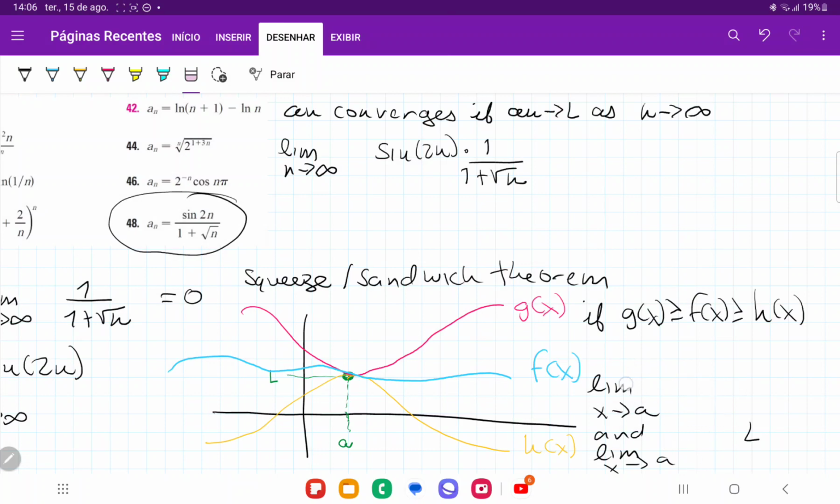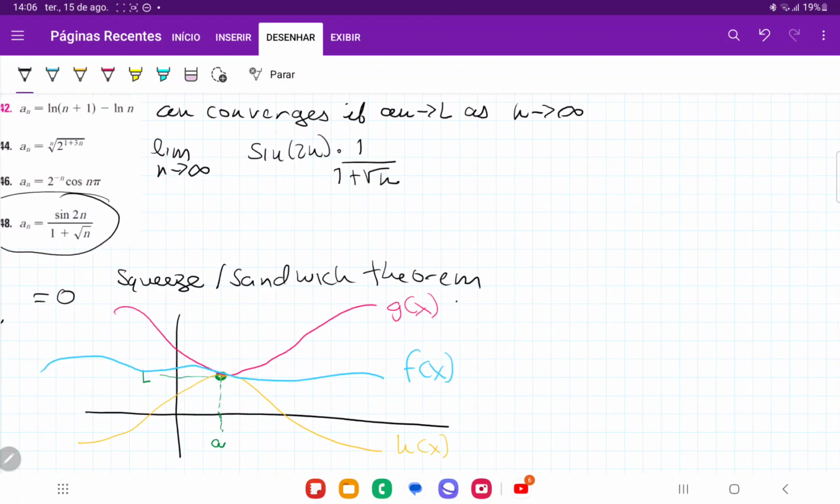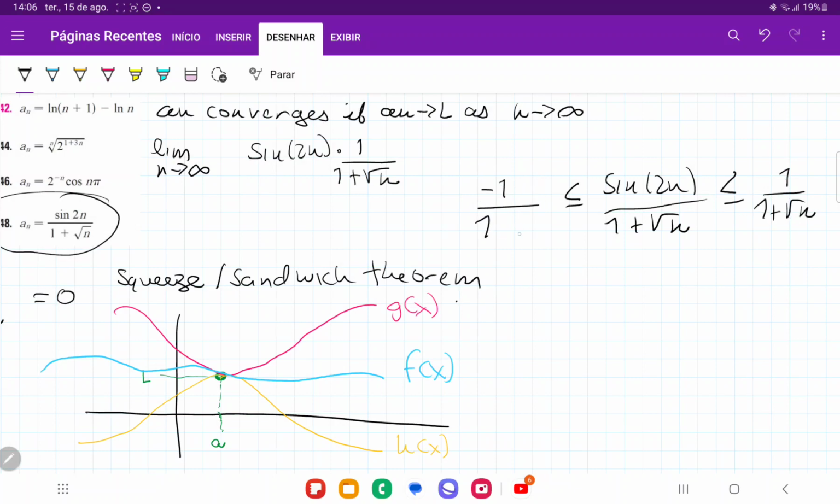So what we're going to do here is take this sequence, sine of 2n over 1 plus root n, and sandwich it between two sequences. The reason that we can sandwich is because sine of 2n is at most 1. It's never going to be greater than 1. Sine is bounded between 1 and -1. And so we can say that it's less than or equal to 1 over the same denominator, and greater than or equal to negative 1 over the same denominator.